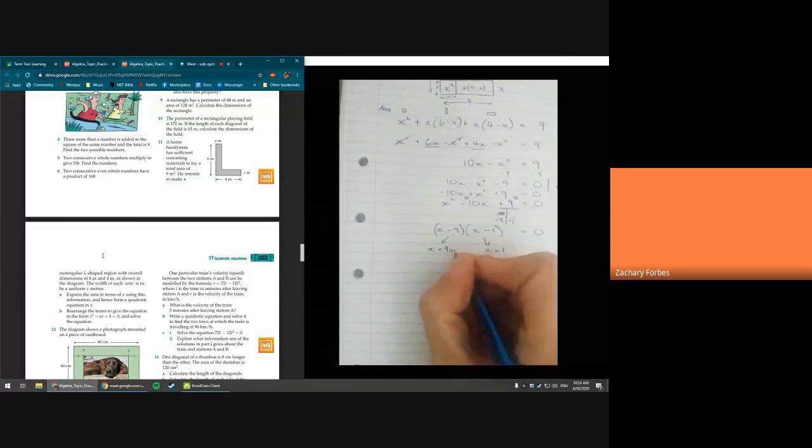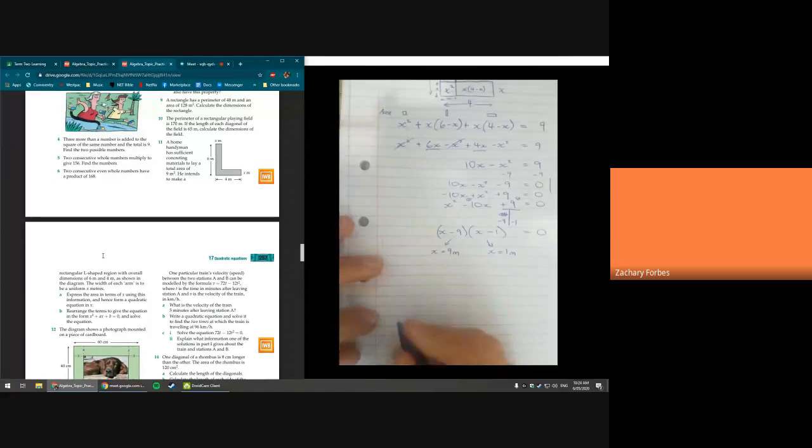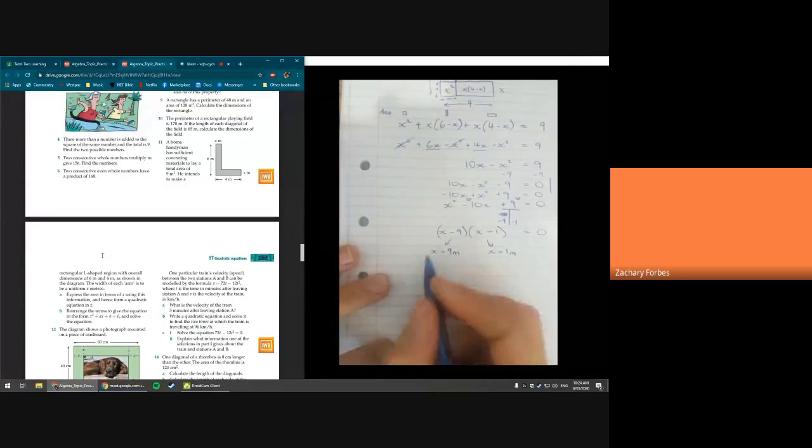I want to see if that works. So I'm going to go back to the original question. So that would make, where the heck does this 9 come from? Did I do something wrong? Can anyone see an error here?